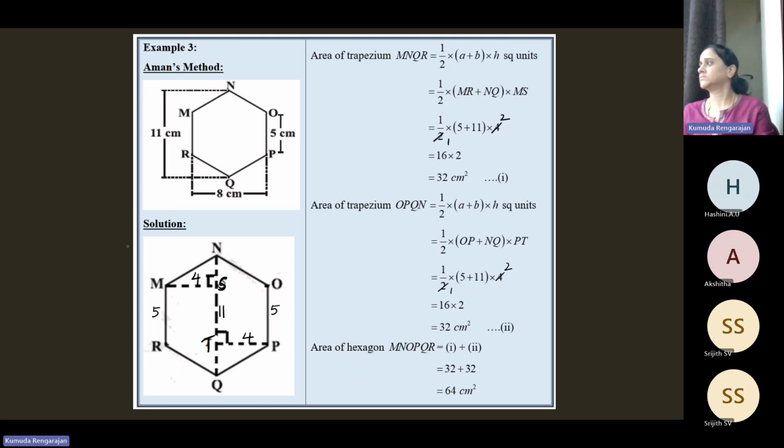Both will have the same method, no ma'am. So why repeat it? You can just straight away multiply into 2. You don't have to show the steps. You can just say area of trapezium OPQN is also 32, without showing the steps, you can directly write the value.